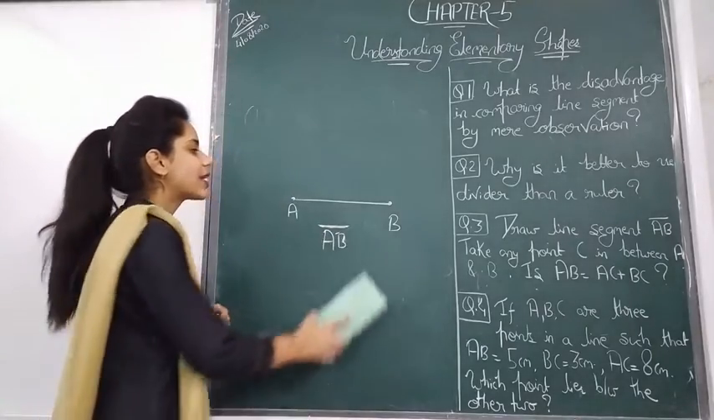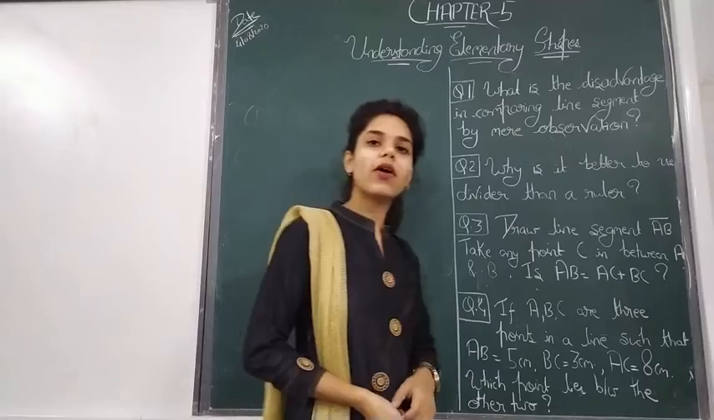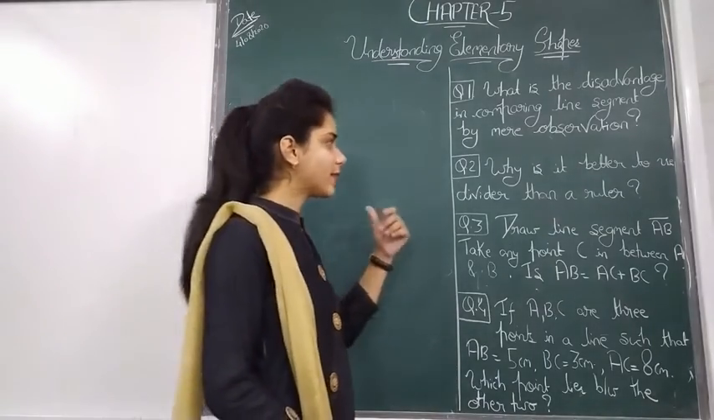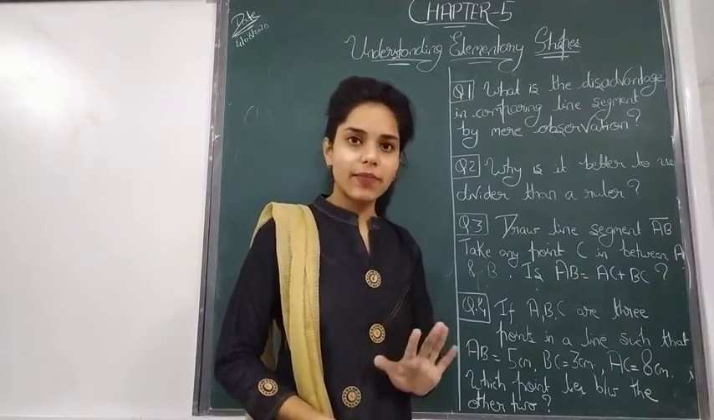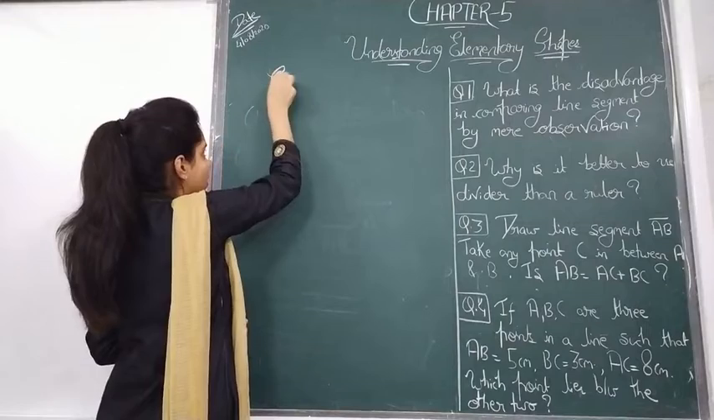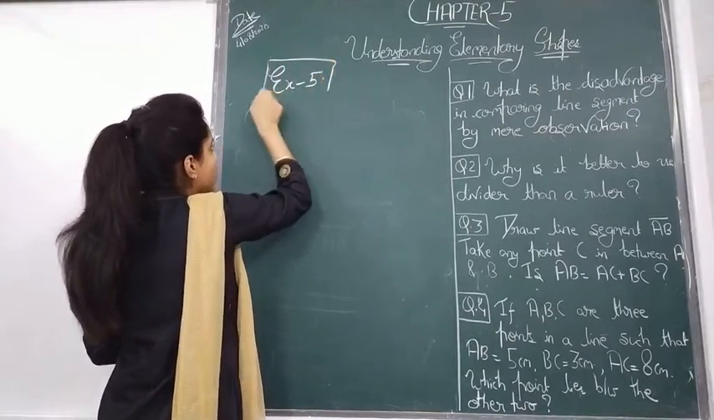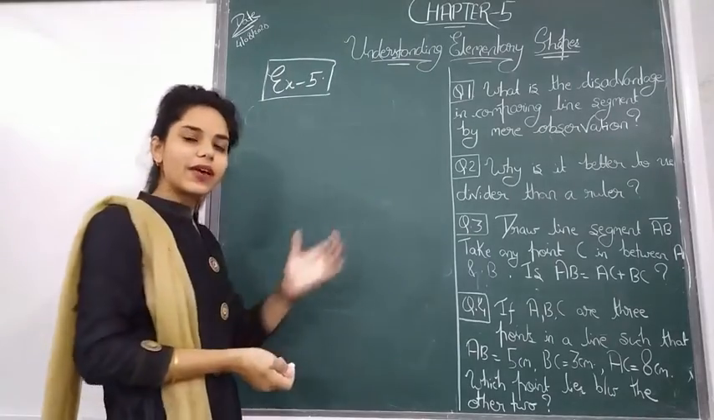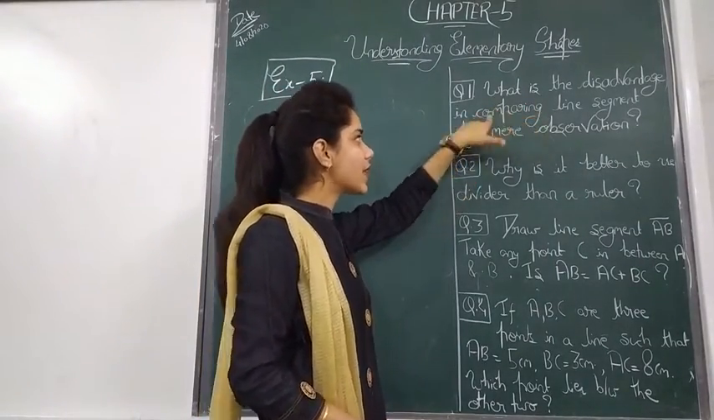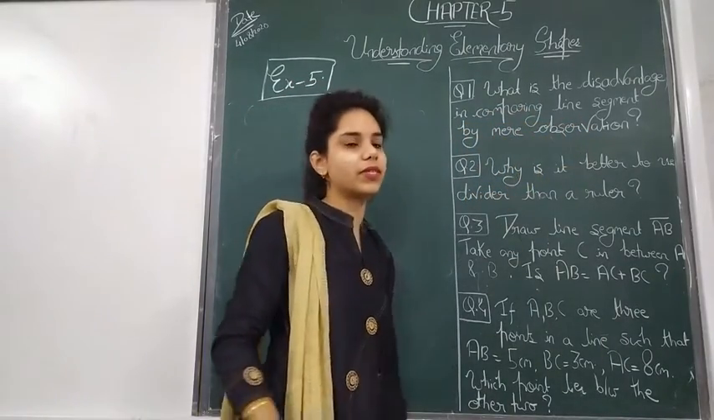So in this way we can measure by observation, by tracing, or by ruler or divider. Understood this thing? Ruler and a divider. Now let's start exercise 5.1. In this exercise, the questions are related to all the things which we have studied. Its first question is: what are the disadvantages in comparing line segments by mere observation?